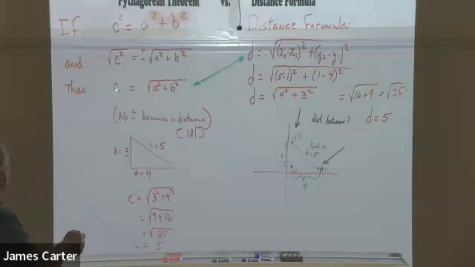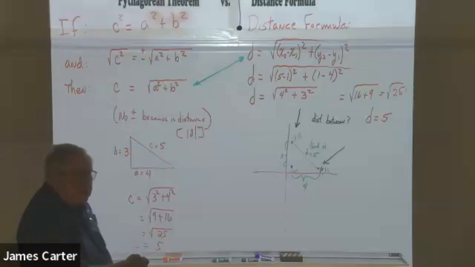Now, let's look at this. C squared equals a squared plus b squared. Well, what is that? It's this side squared and that side squared. And then you take the square root of those to get this. Let's look at the distance formula.